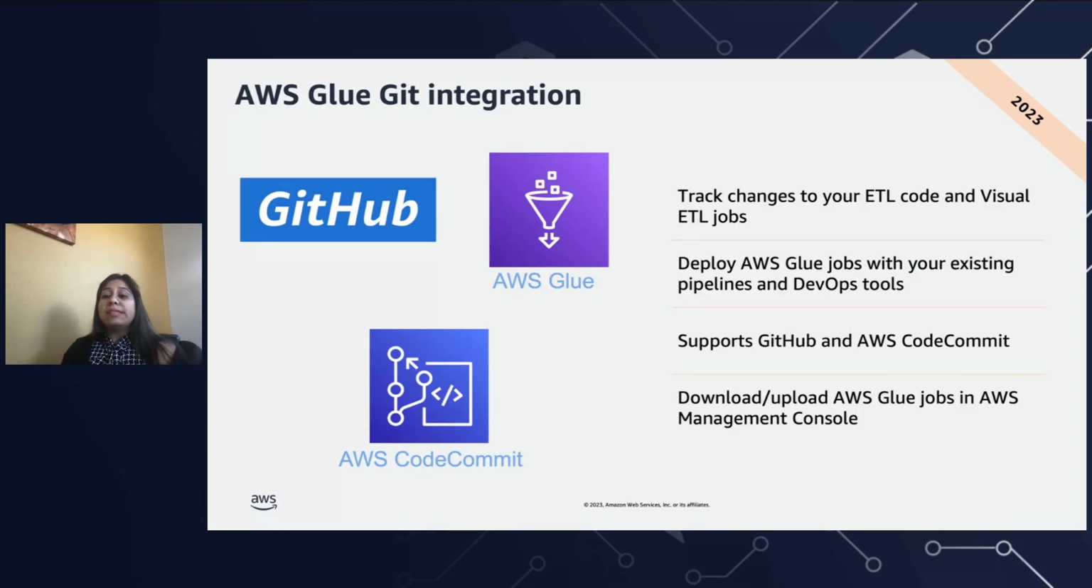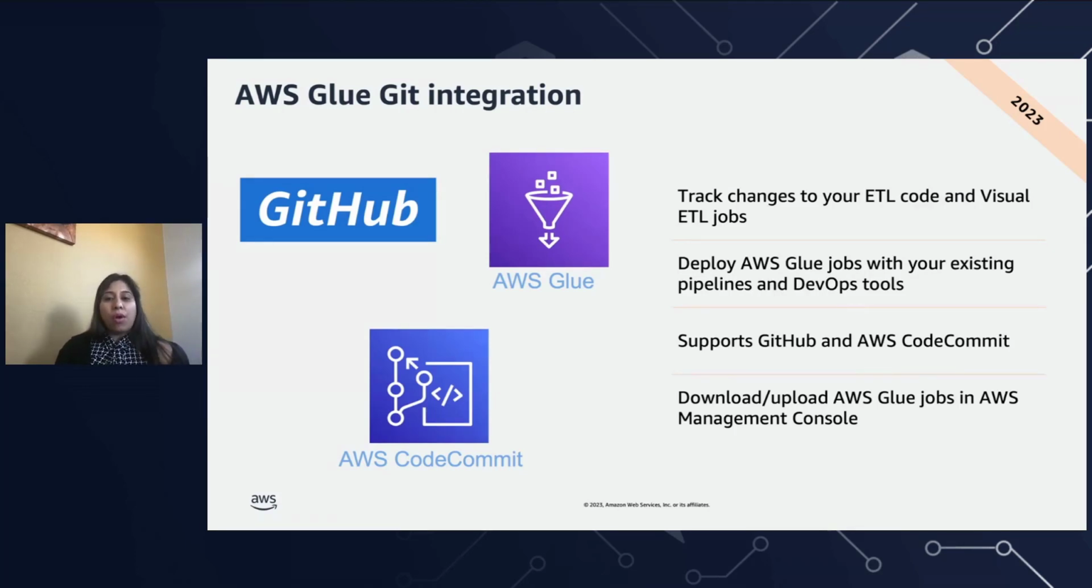So far it supports GitHub and AWS CodeCommit, and you can download and upload AWS Glue jobs in the AWS Management Console. Meaning, if you want to push the changes from the console to GitHub, you can do that, and you can pull from the repository as well. So it supports both push and pull for version control. There is a direct integration available.